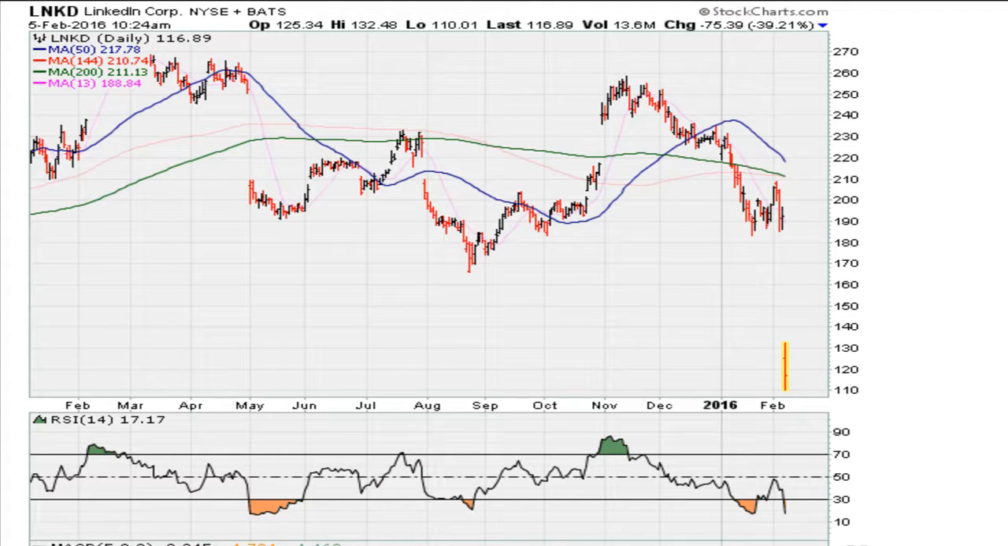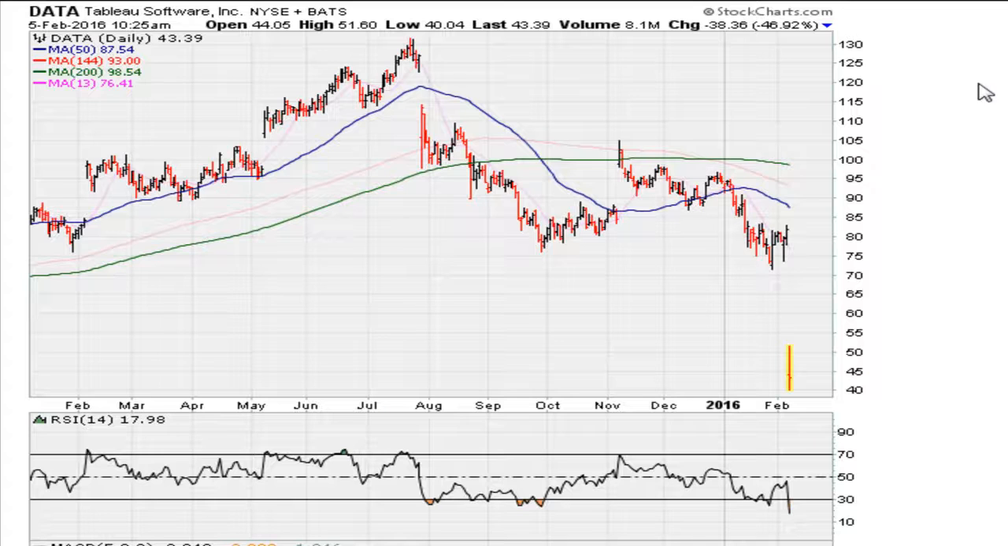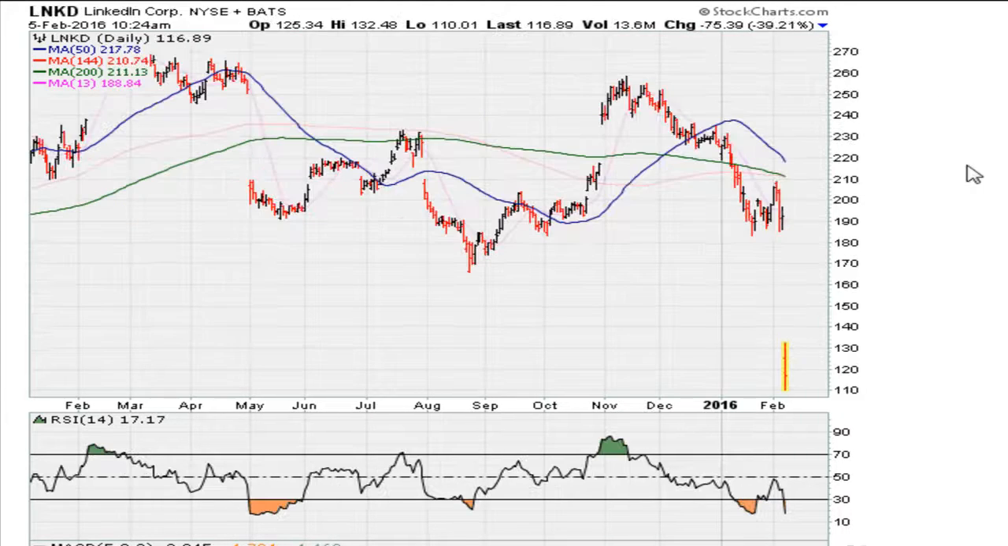The first one is LNKD, LinkedIn, which is down about 40%, a huge gap down. And the other one is DATA, which is down about 46% overnight. What's interesting is that if you take a look at both stocks, you'll notice that they had similar looking charts before the drop.